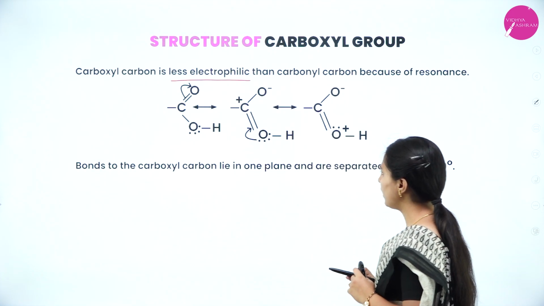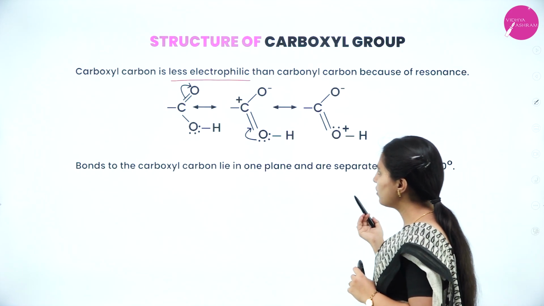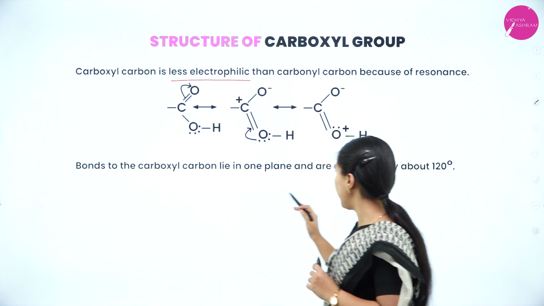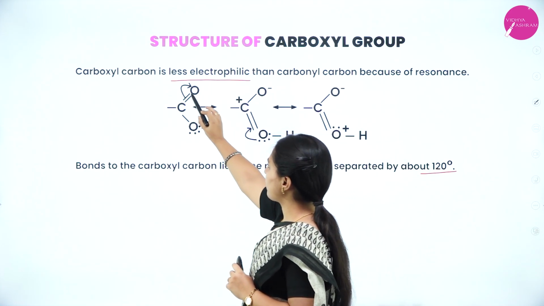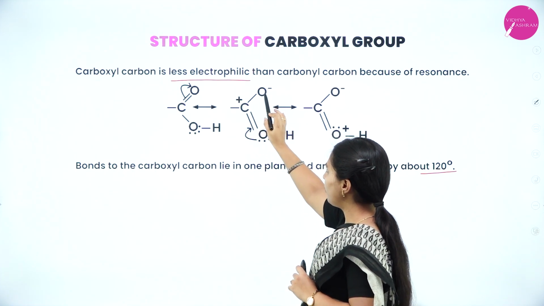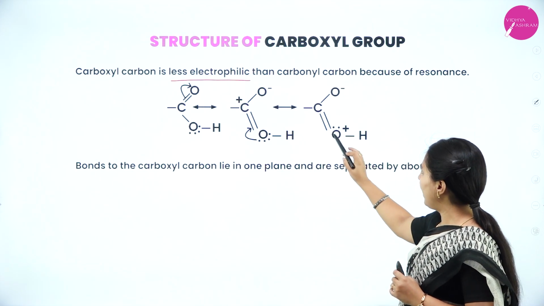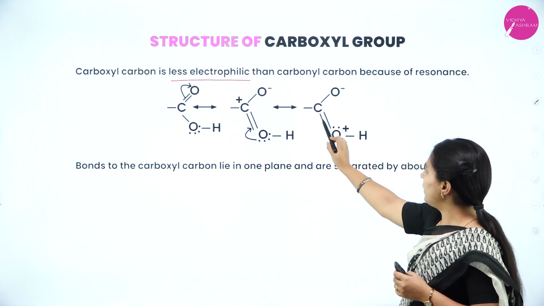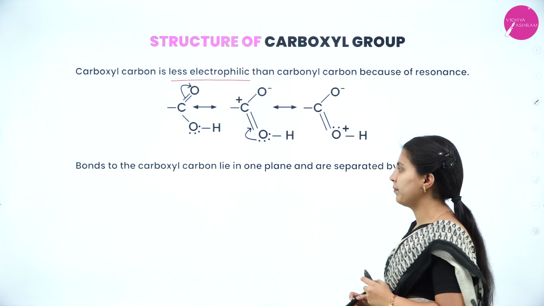The bonds to the carboxyl carbon lie in one plane and are separated by 120 degrees. Here also all the bonds are present in the plane and separated by 120 degrees. Here the double bond will be shifted towards oxygen, and the carbon will become positive while oxygen will be negative. Oxygen already has more electrons, and it will give them out to carbon, which becomes positive and tetravalent.